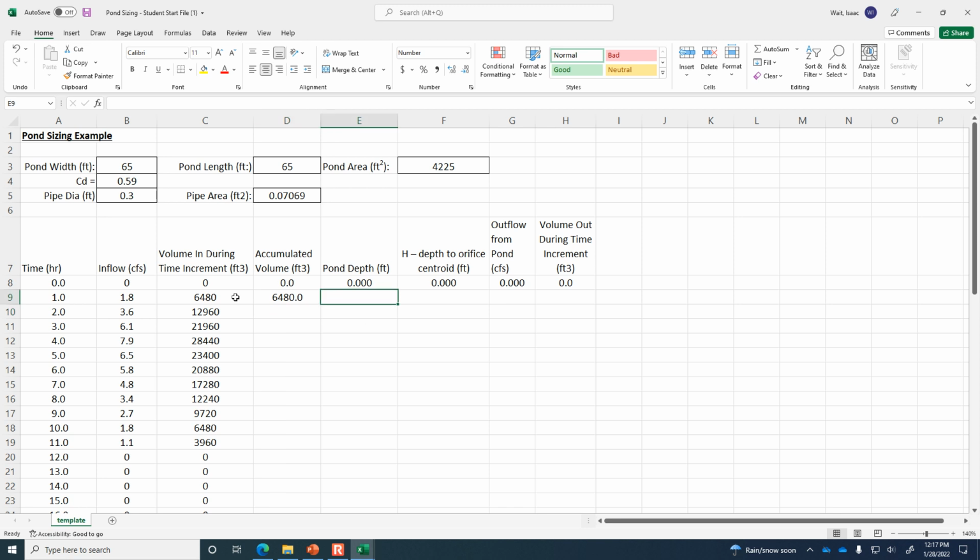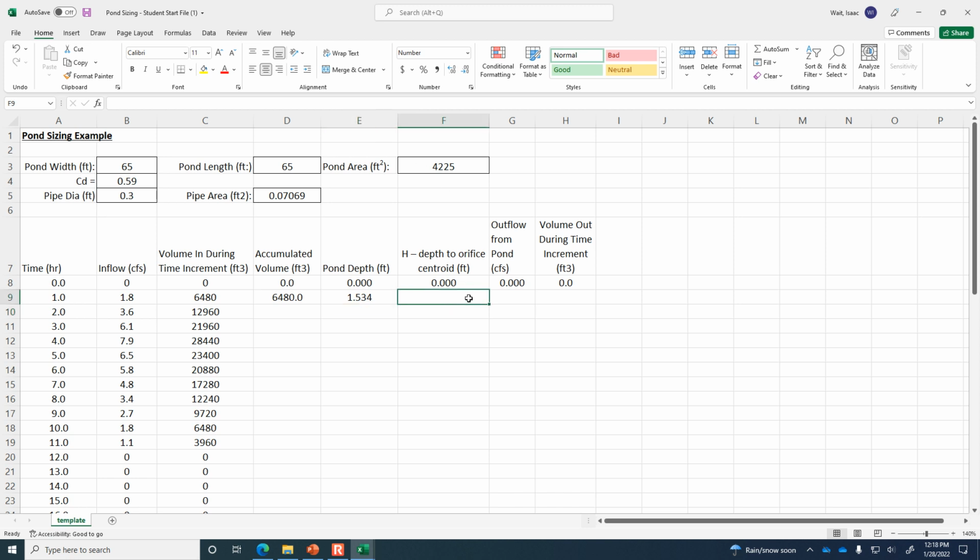So what will be the depth of the pond if it's 65 by 65? Okay, so it is the volume of water in the pond divided by the pond's area. Not the pipe area, by the way. The pond area. And anchor that reference because we're going to be dragging this down. We always want to have it look at the pond area field.